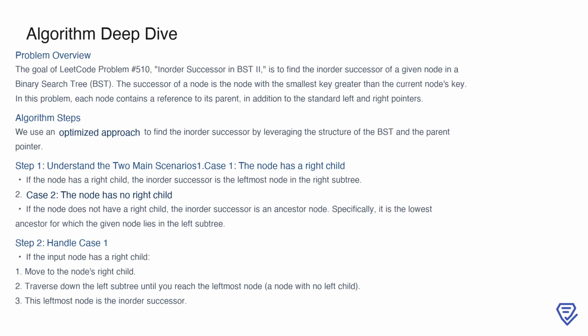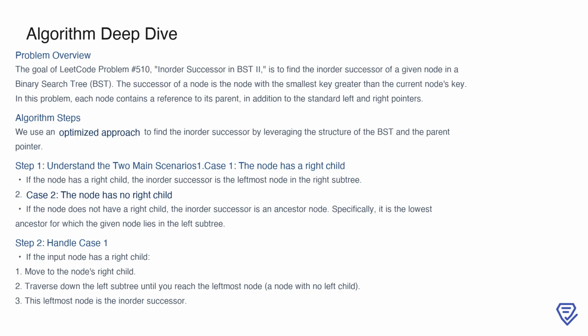The problem we are tackling here is LeetCode number 510, where the goal is to find the inorder successor of a given node in a binary search tree. Remember, the inorder successor of a node is the node with the smallest key greater than the current node's key. What makes this problem unique is that each node not only has left and right pointers but also includes a reference to its parent. This additional parent pointer is crucial for our optimized approach.